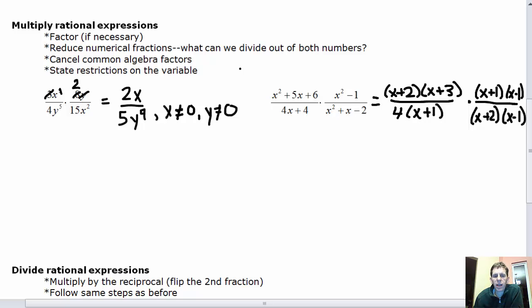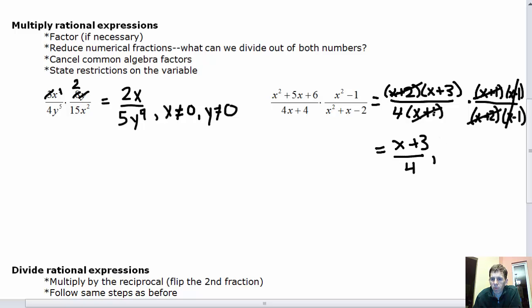There are no numbers that we can divide out here, but we can cancel common algebra factors. As long as it appears in a numerator and a denominator, we can cancel it out. Obviously, we have x minus 1s on the far right side. These will go away. I see an x plus 1 here and an x plus 1 there. These will cancel out and go away. I see an x plus 2 here and an x plus 2 here. These will cancel out and go away. And all we're left with is x plus 3 over 4.